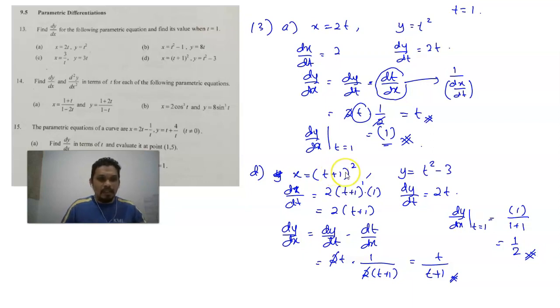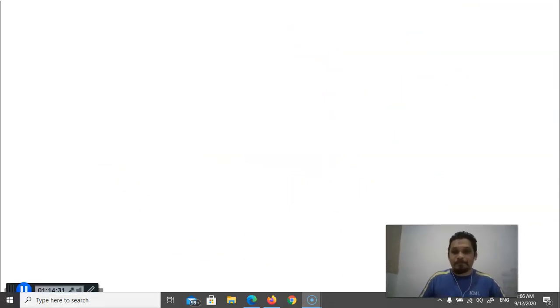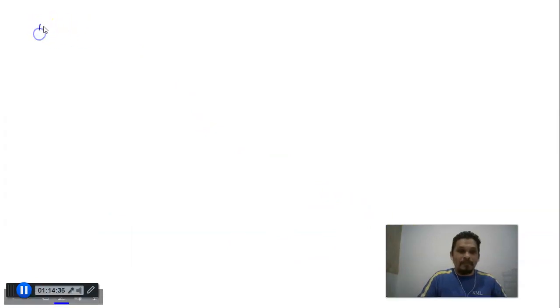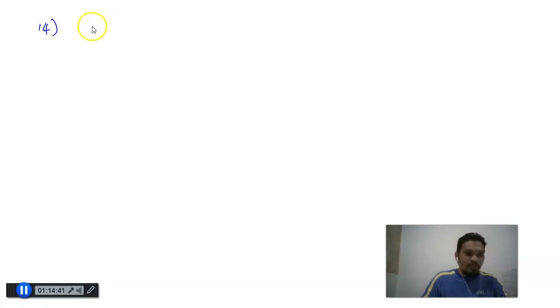Okay, I think for this one I chose another question, number 14, to end the discussion here. Number 14. Okay, we got x equal to 2 cos cubed t and y equal to 8 sine cubed t.